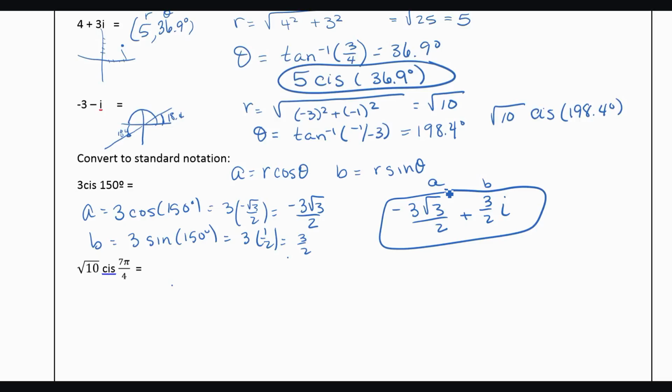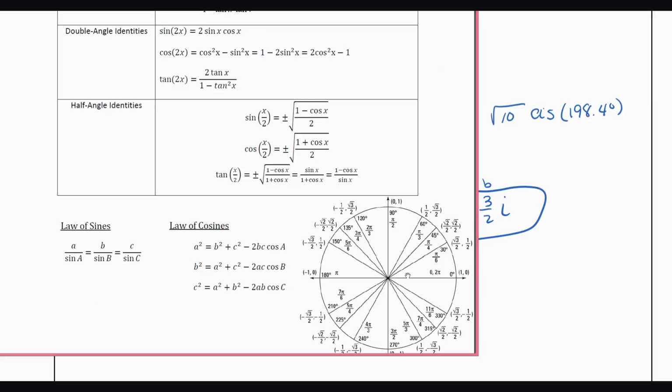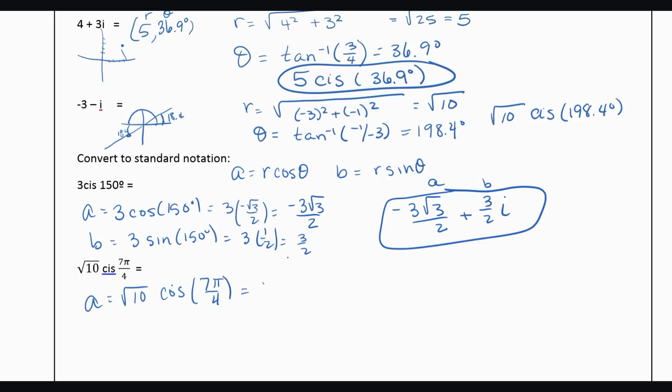Okay, and we can do the same thing here. We have square root of 10 cis of 7 pi over 4. So our a is going to be square root of 10 times cosine of 7 pi over 4, which we can use our unit circle. 7 pi over 4, cosine is square root of 2 over 2. Now, square root of 10 times square root of 2 would be square root of 20 over 2, and square root of 20 is 2 square root of 5.